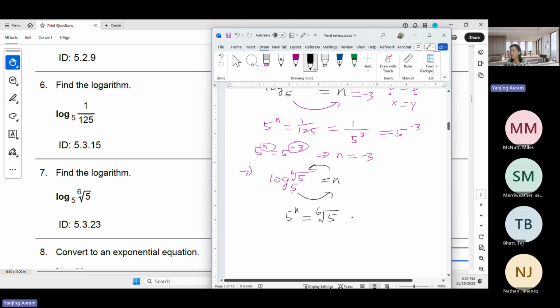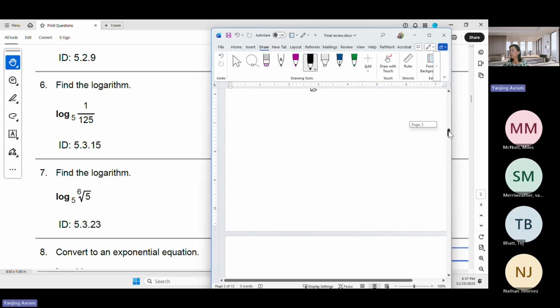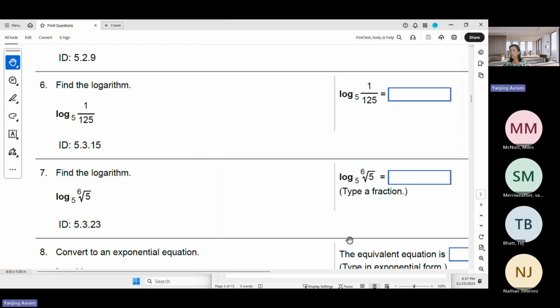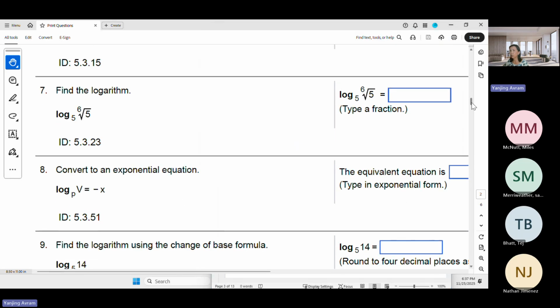All right. And this one we're going to write into the exponent. So 5 to the 1 over 6 power. If you have a to the n over m power, the m-th root of a to the n is equal to a to the n over m. So n here will be 1 over 6, because you have the same base here and the exponents should be equal. All right, and same thing, you can put it in a calculator, but this one you should know how to do without a calculator.